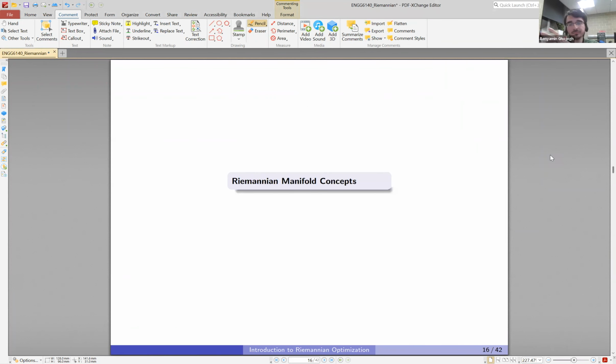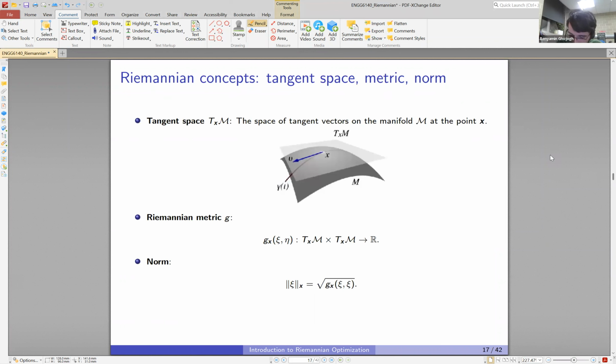Now let's talk about Riemannian manifold concepts. For Riemannian concepts, we have the tangent space, the metric, and the norm. Tangent space, T_x M, what is it? It's the space of tangent vectors on the manifold M at point x. Assume this is a manifold, here, for the sake of visualization, locally 2D.